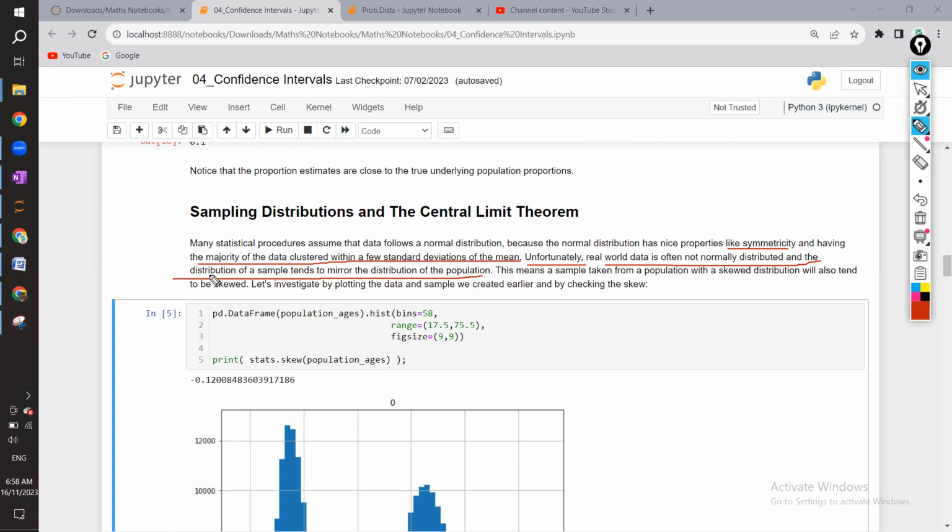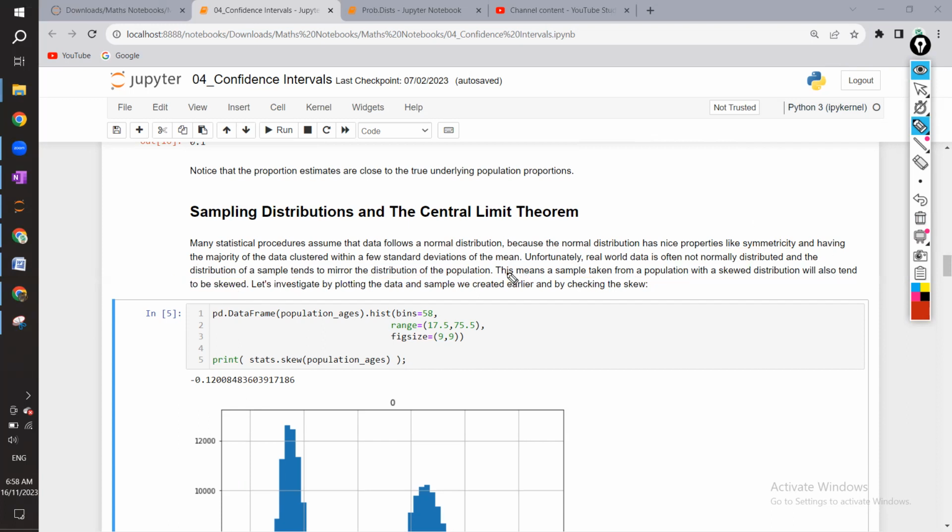Okay, the distribution of the sample tends to mirror, meaning what? Reflect the distribution of the population. This means a sample taken from a population with a skewed distribution will also tend to be skewed. That's what it is saying.